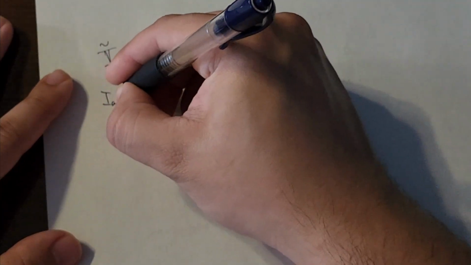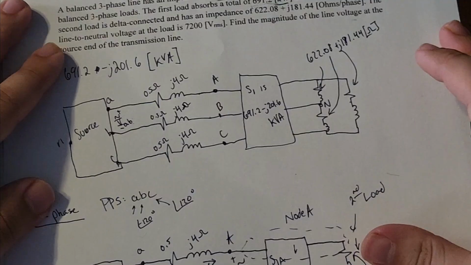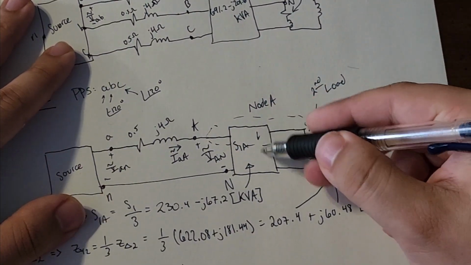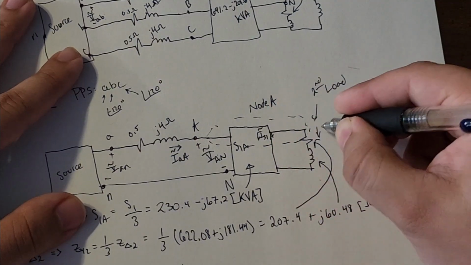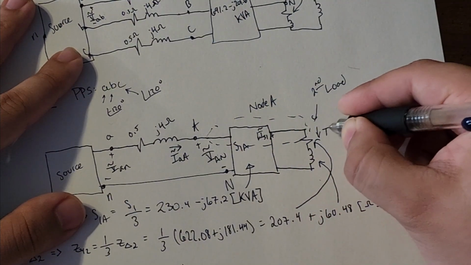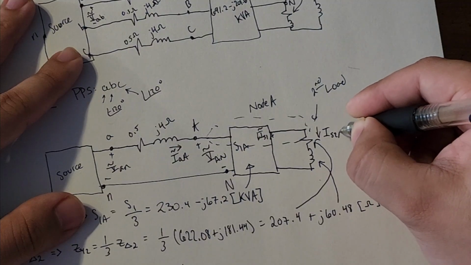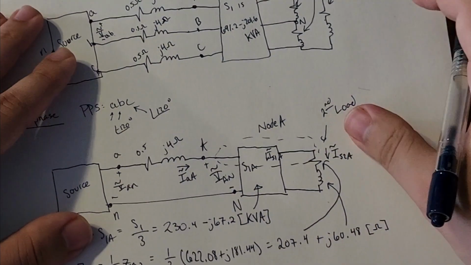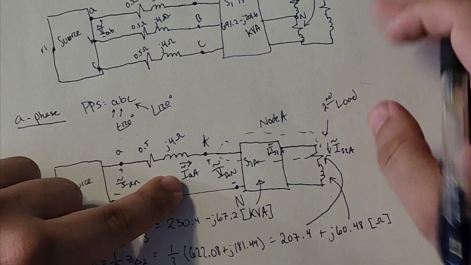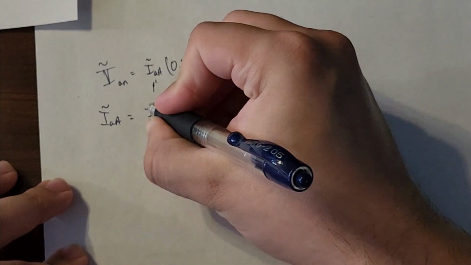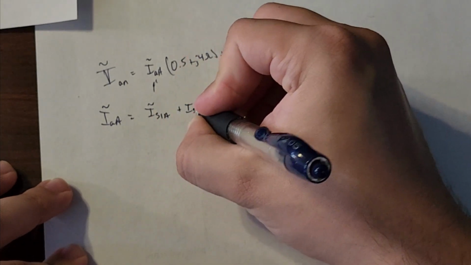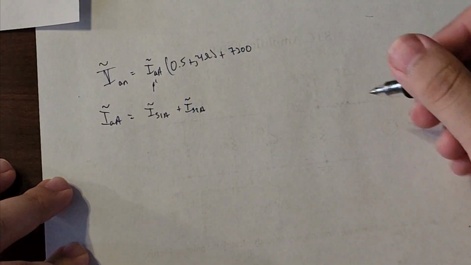Well, IAA is equal to, let's bring this other paper back, the current through here, which we'll call IS1A, and then this other current going down through this load, IS2A. So IAA is equal to IS1A plus IS2A. Let's write that down here: IS1A plus IS2A.